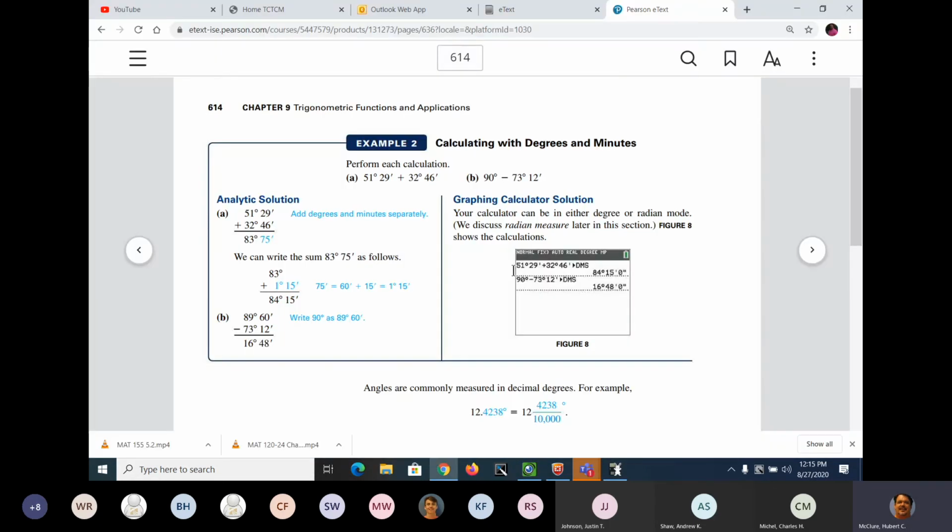And you can use your calculator. I'm not going to make a big deal out of the calculator yet because you need to understand the concept behind doing it by hand. So I'm not going to talk about the calculator yet.